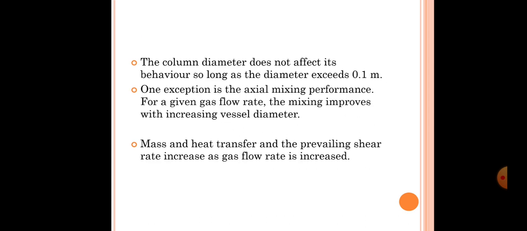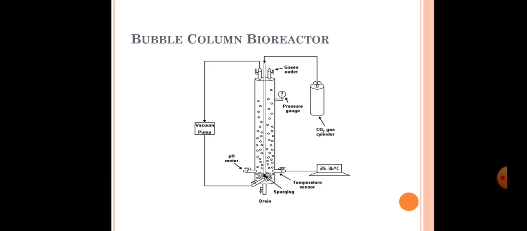The column diameter does not affect its behavior so long as the diameter exceeds 0.1 m. One exception is the axial mixing performance. For a given gas flow rate, the mixing improves with increasing vessel diameter. Mass and heat transfer and the prevailing shear rate increase as gas flow rate is increased.